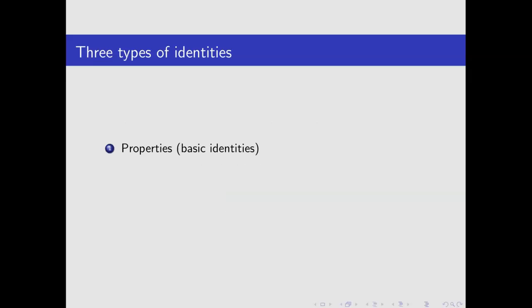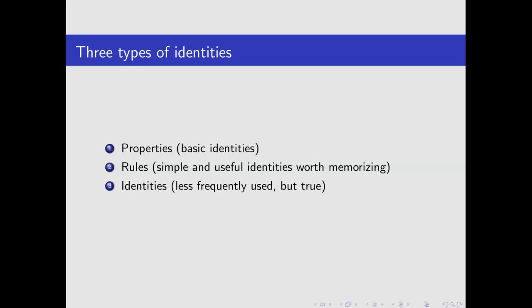Now, there are 3 types of identities. There are properties, which are basic identities. There are rules, which are simple and useful identities worth memorizing. And then there are what we call identities, which are less frequently used, but always true.